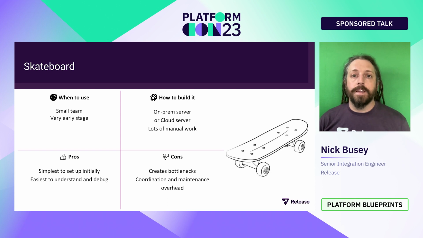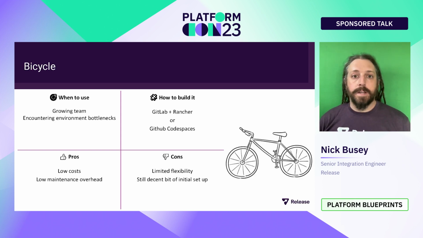Having any test environment available is definitely better than nothing. The next step up is the bicycle. This is where you use tools like GitLab and Rancher to create environments on demand. This can be done automatically on a per branch basis or through a button push. Both methods have their trade-offs.